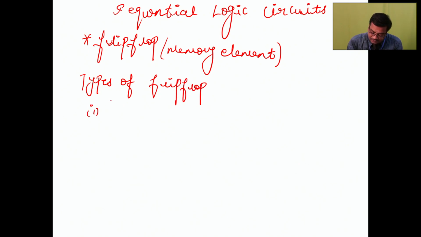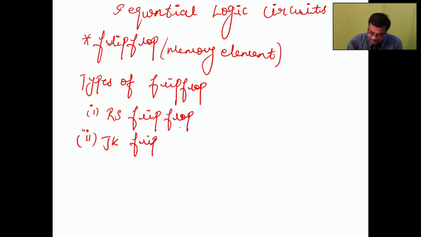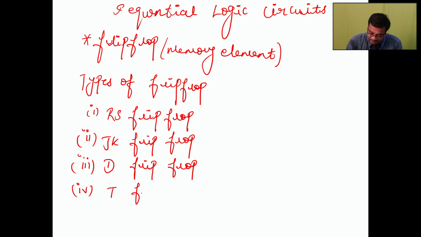The first one is the RS flip flop. The second one is the JK flip flop. The third one is the D flip flop, and the final one is the T flip flop.